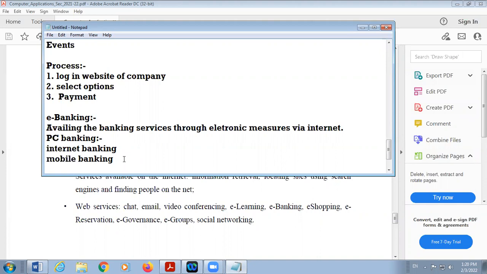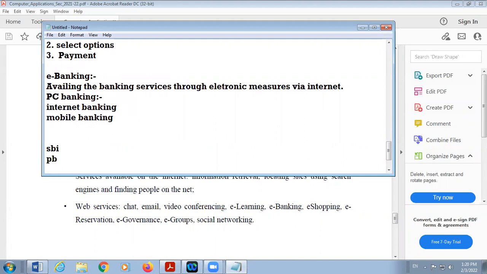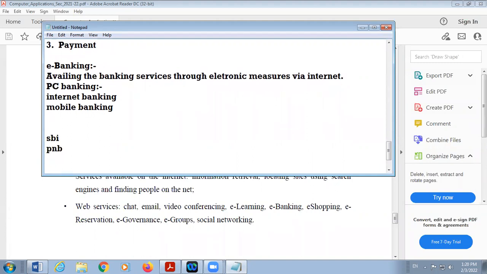Different banks like SBI and PNB are providing e-banking facilities. These banks have a special URL for online facility. For example, in the case of SBI, it is www.onlinesbi.com. So remember the URL of SBI online banking, onlinesbi.com.